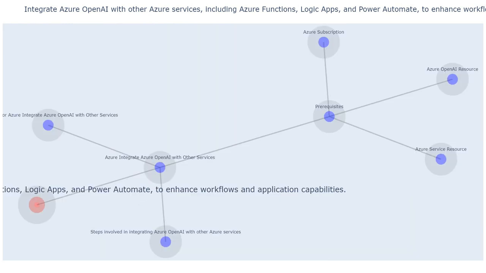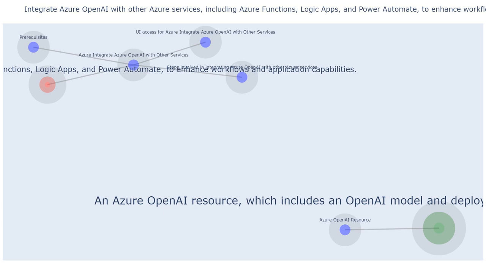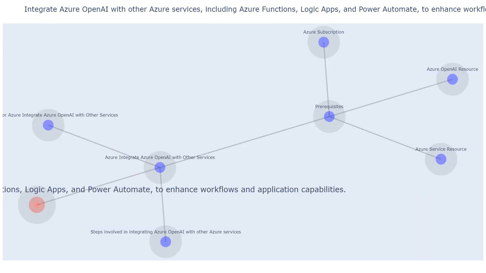Azure OpenAI resource. An Azure OpenAI resource is necessary for interacting with Azure OpenAI models. This resource encompasses an OpenAI model, such as GPT-3 or Codex, and its deployment settings. These settings define the model's availability, usage limits, and access controls. Users can create an Azure OpenAI resource through the Azure portal, selecting from a range of available OpenAI models based on their intended applications.